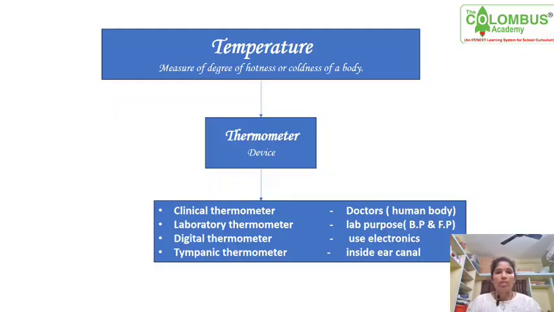Temperature is a measure of degree of hotness or coldness of a body. So, if I give heat to a body, obviously we need to measure how much heat the body absorbs and how much heat the body loses. That measurement we call temperature, the degree of hotness or coldness of a body.